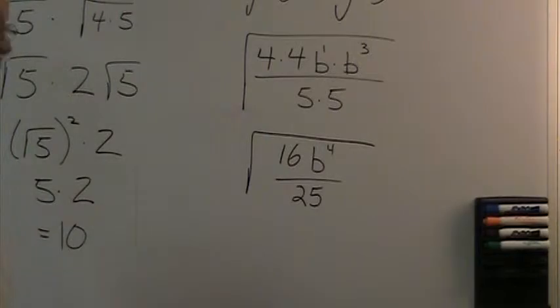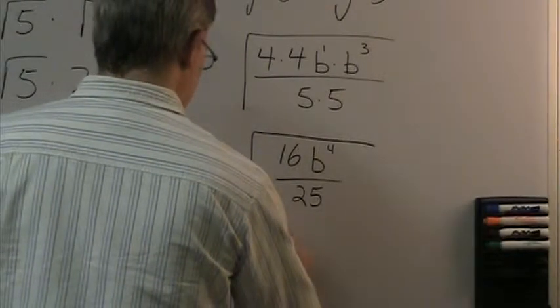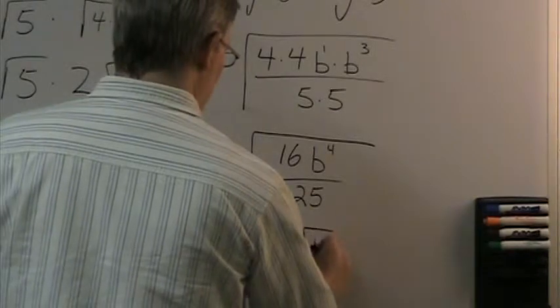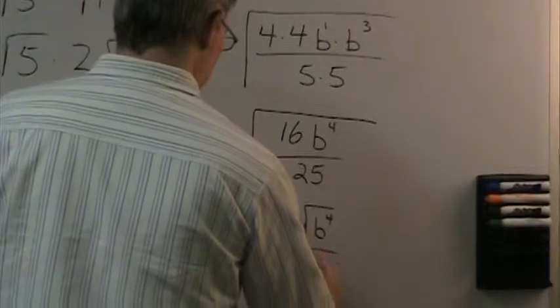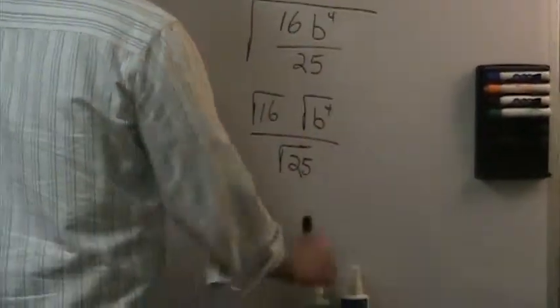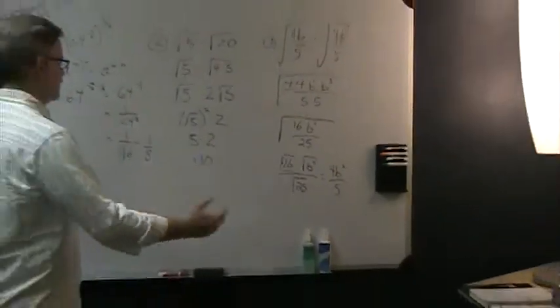Now, we want to break this down a little bit more. We can break this down to the square root of 16 times the square root of b to the 4th, all that over the square root of 25. Which is going to give you an answer of 4b squared over 5. 4b squared over 5. Okay? So those are 3 examples of dealing with different radicals.